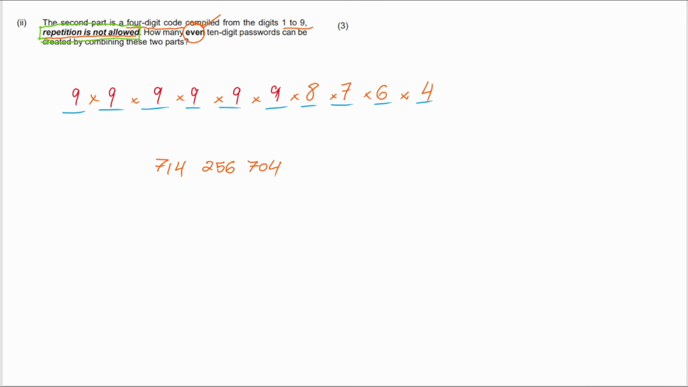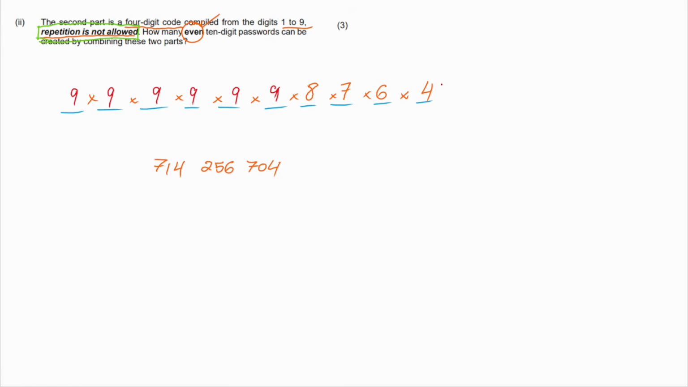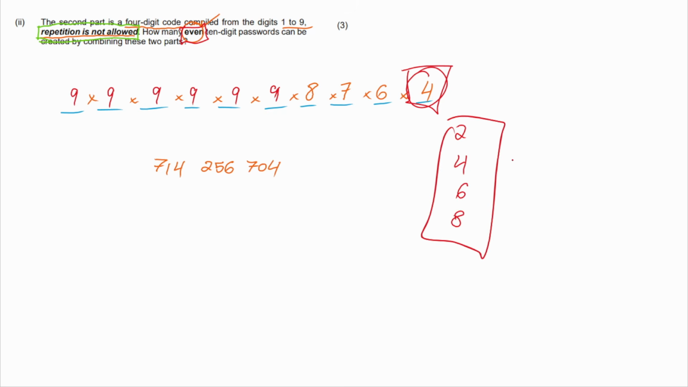Okay, so let me just address something here quickly. Some of you might be saying, okay, but look, here's our pattern 8 7 6. Why is this not a 5? Remember, it has to be even. So in this last slot, how many numbers can go in here? It has to be a 2, a 4, a 6, or an 8. How many options are there? 4 options. That's why there's a 4 there.